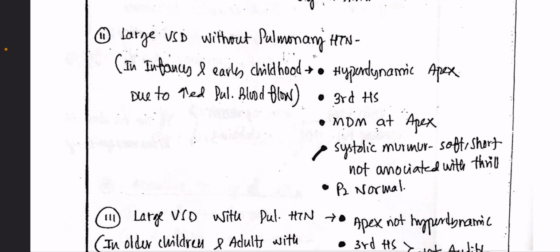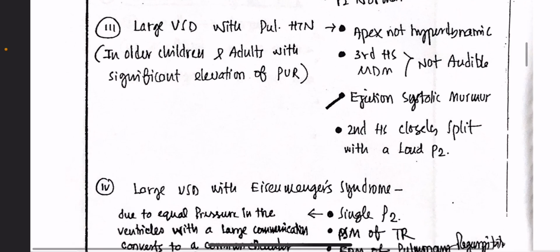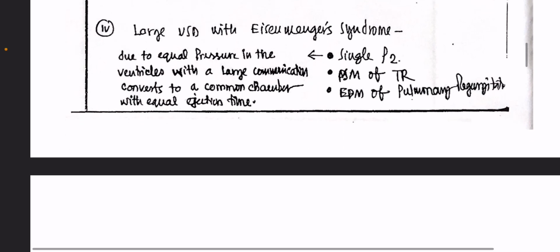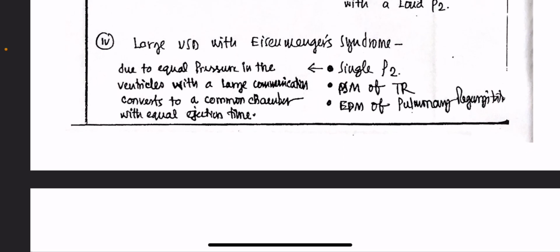systolic murmur soft, short, not associated with thrill, P2 normal. In case of large VSD with pulmonary hypertension, in older children and adults with significant elevation of PVR, here the apex is not hyperdynamic, third heart sound and mid-diastolic murmur not audible, ejection systolic murmur, second heart sound closely split with a loud P2. Large VSD with Eisenmenger syndrome: in that case, single P2, pansystolic murmur of tricuspid regurgitation.